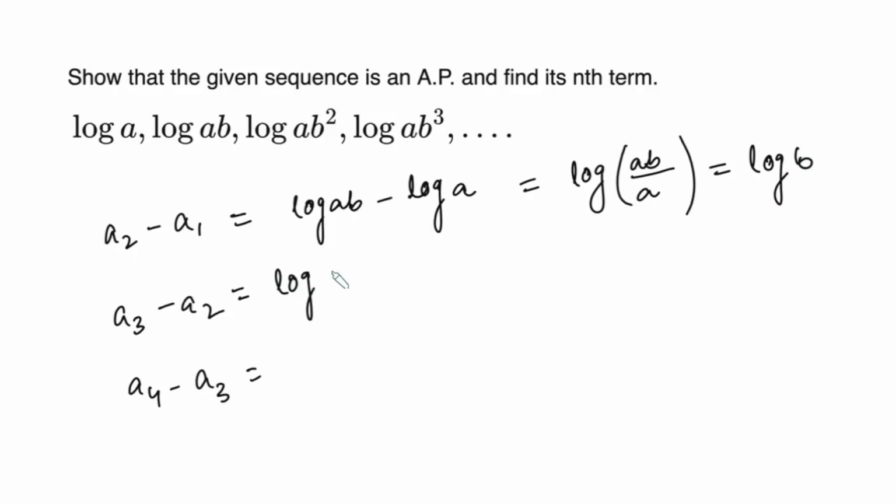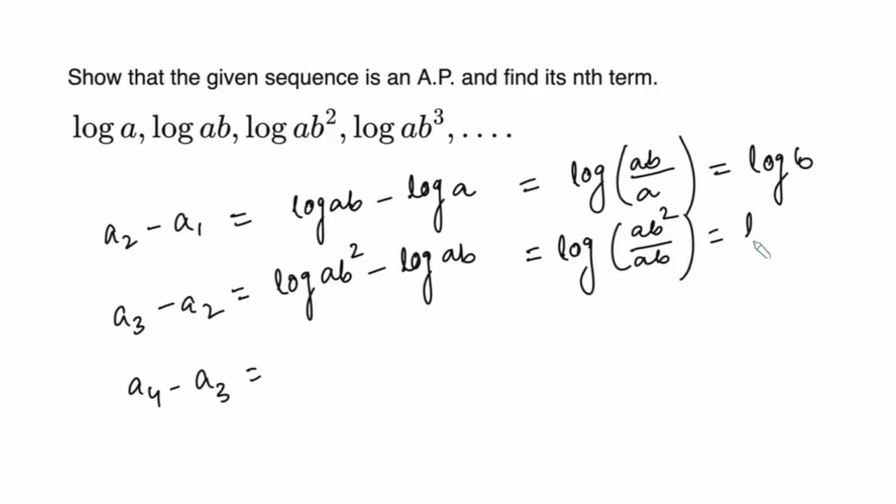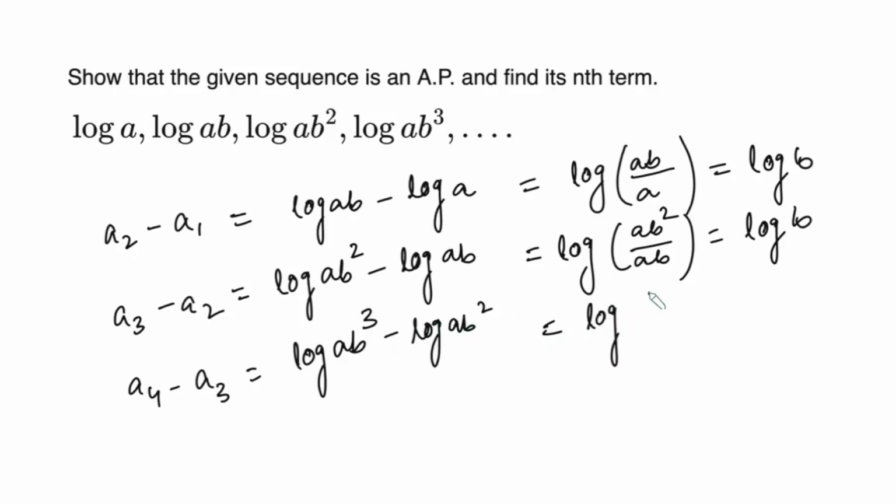Similarly, subtracting the third term and the second term, we get log AB squared over AB, which is the same as log B. Similarly, we can find log AB cube minus log AB squared equals log of AB cube over AB squared, which is the same as log B. As the difference between any two successive terms is the same, therefore the sequence is an AP.